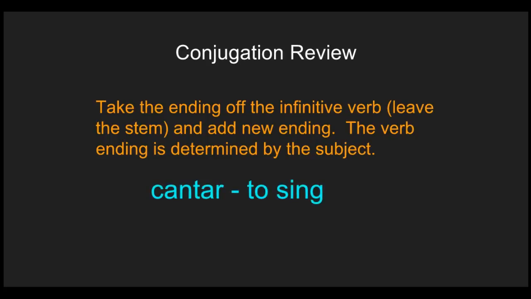Let's look at the AR verb cantar for an example. Right now, cantar is in the infinitive form. It has an AR ending and there's no subject specifying who it is that's singing. If we wanted to put a subject with this verb, then we would have to conjugate and change the ending. So you would do so by taking the AR off and adding whichever ending matches your subject.